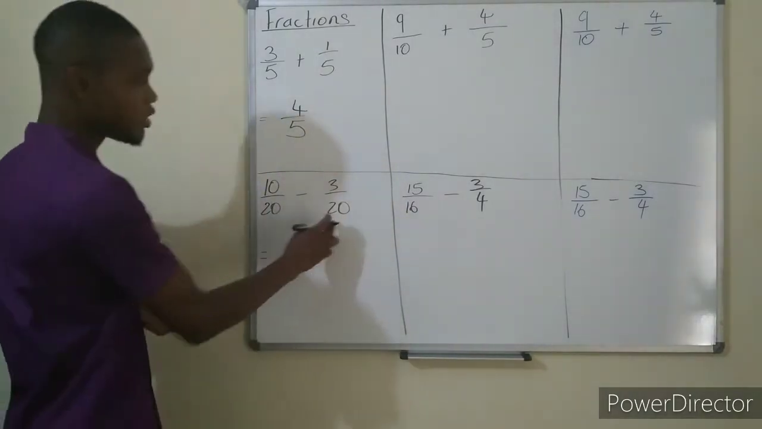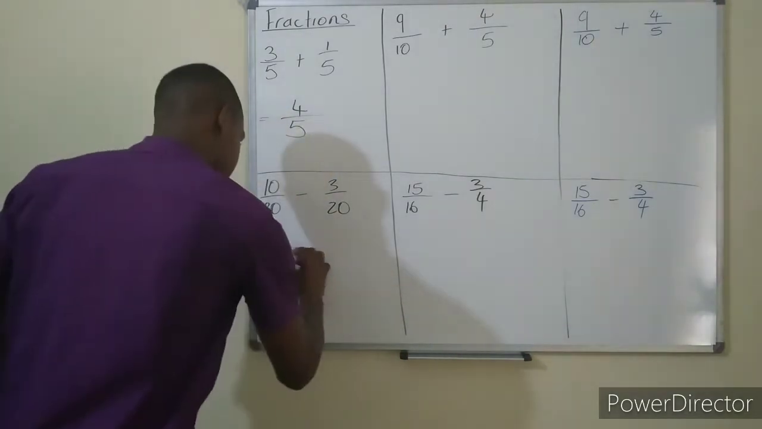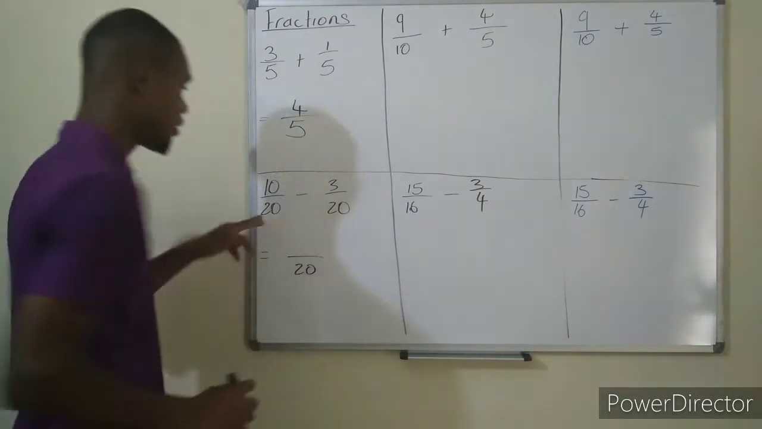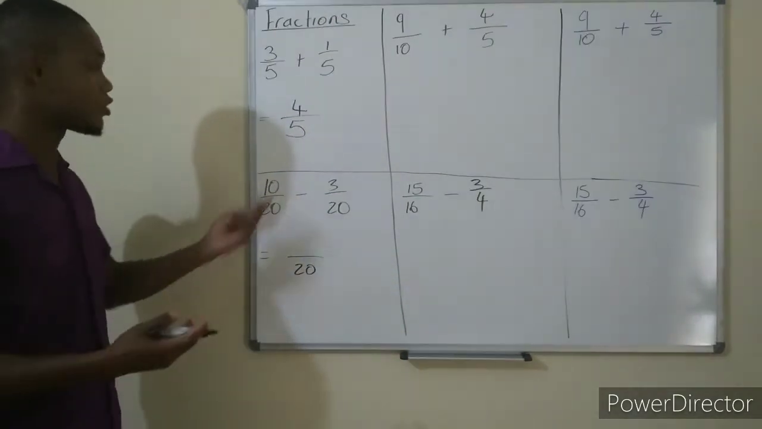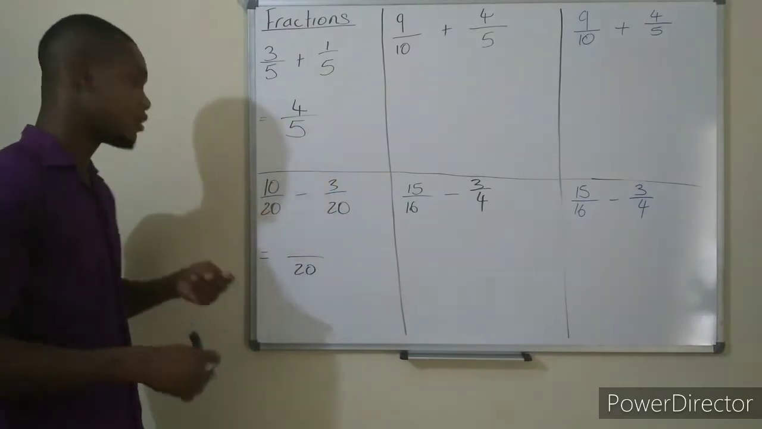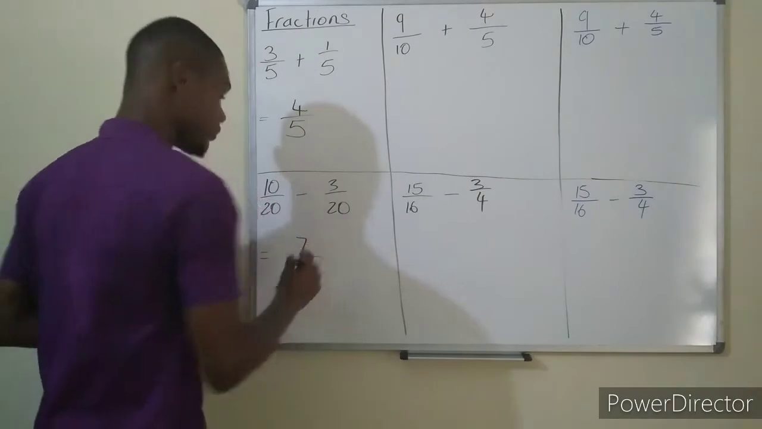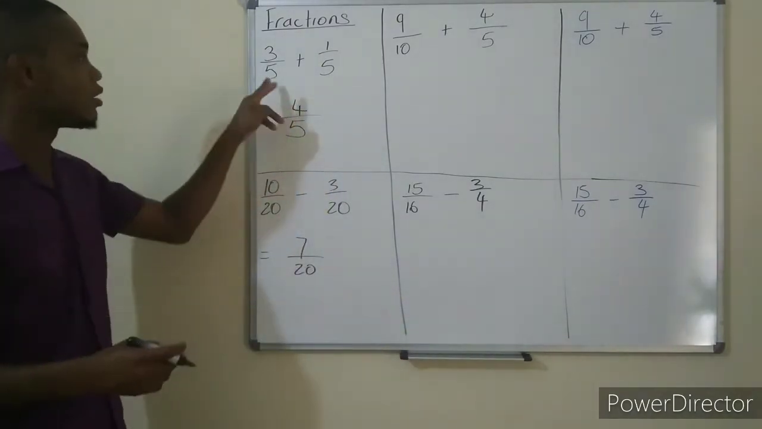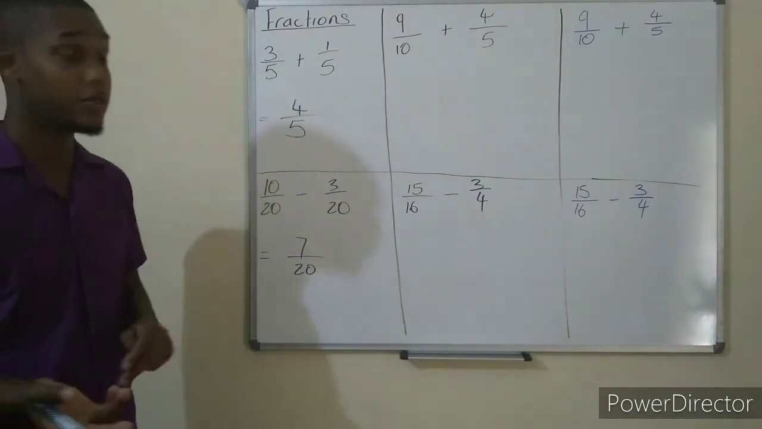Once they have the same denominator, you just simply write it back. So that's 20 for your denominator. And then you'll focus on your numerators to subtract. So 10 minus 3, that gives you 7. And you'll be finished once it's fractions with the same denominator.